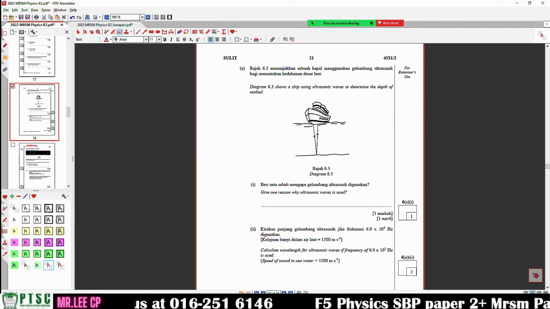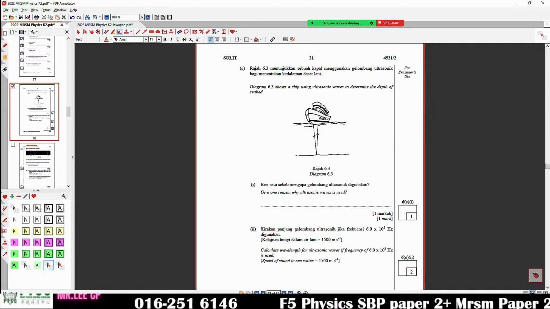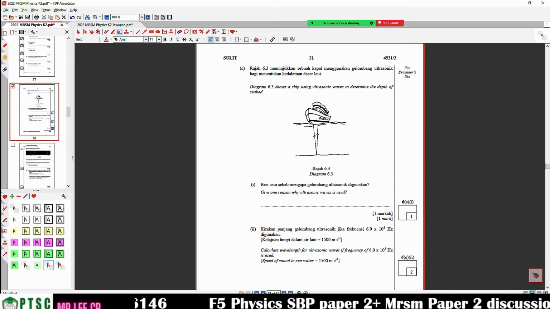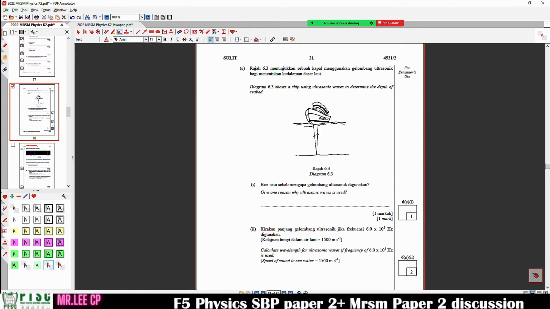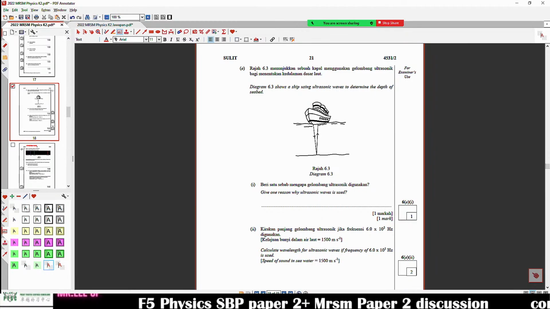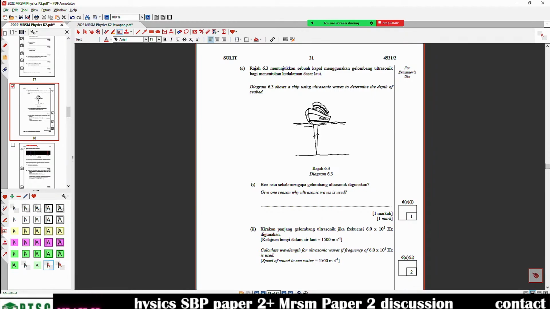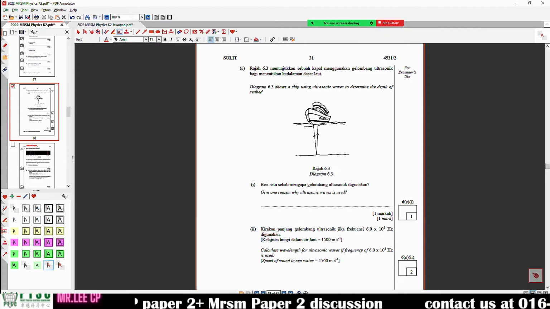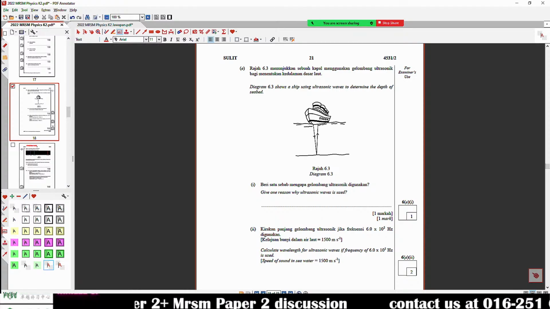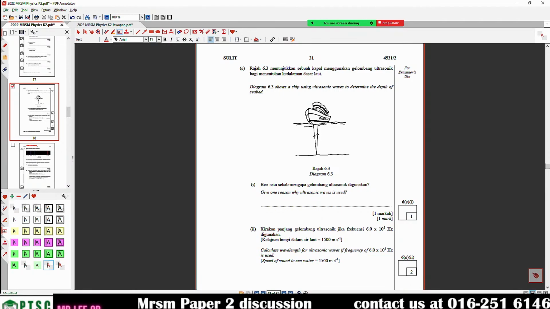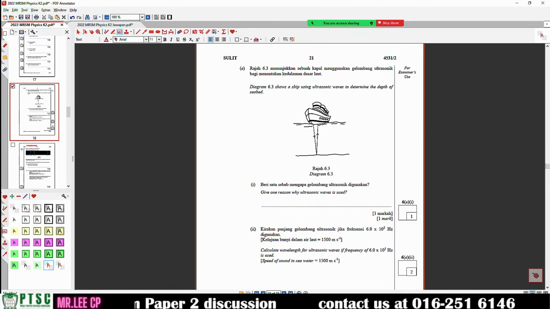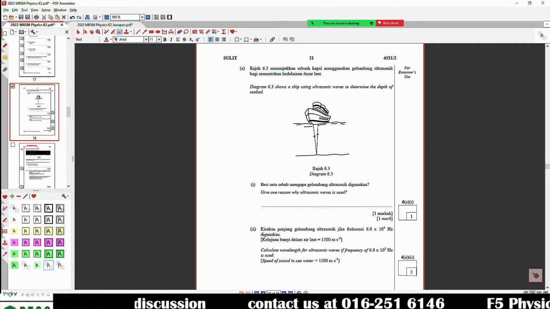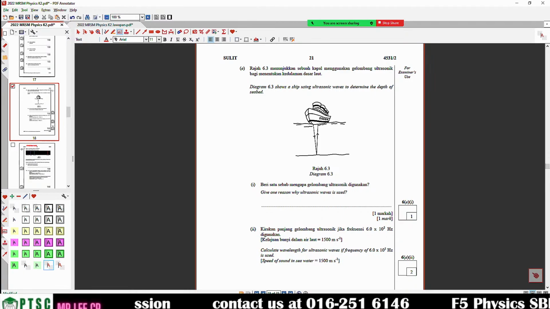All right, next one. Give one reason why ultrasonic is used. Right, the send to here and put here. Right, diagram 6.3 shows the ship using the ultrasonic wave to determine the depth of the seabed. Right, tell me why ultrasound is used. Right, ultrasound is used because of... ultrasound is used. Why?